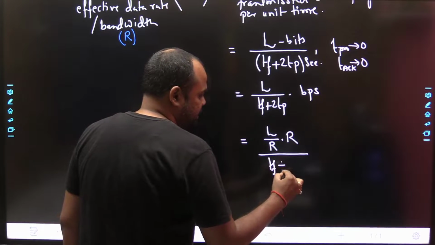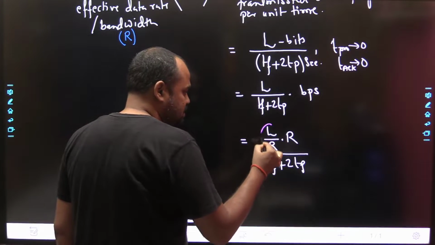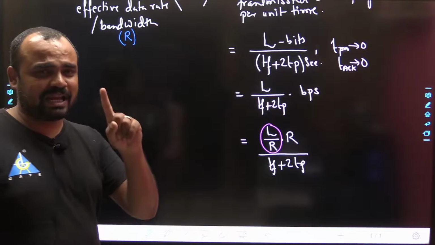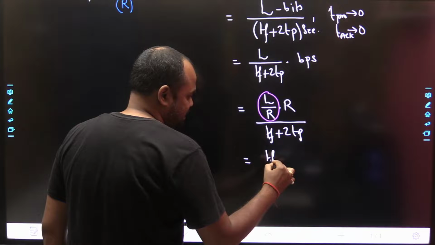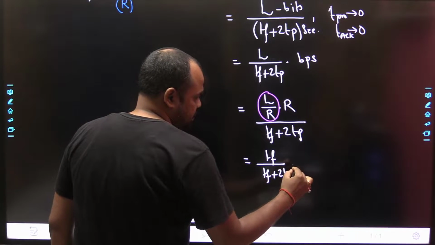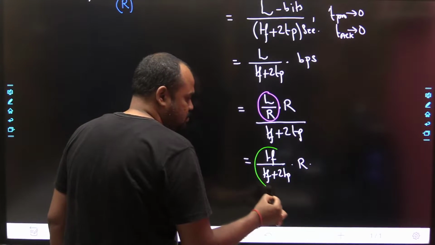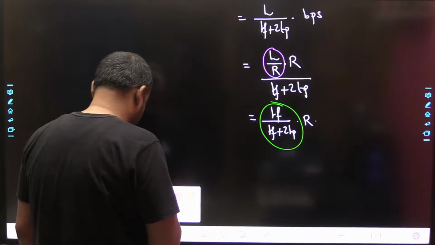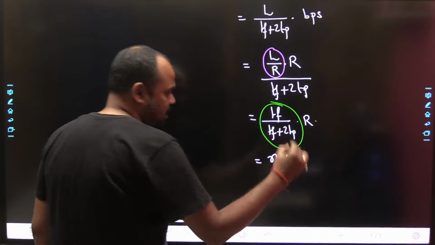Divided by TF plus 2 TP. Now my dear friends, what is the L by R? L by R is nothing but the transmission time of a single frame. So here you can write this is TF upon TF plus 2 TP into R. And what is this? This is nothing but the channel utilization. Yes or no? So ultimately you can write the same thing in this way, the channel utilization into R.